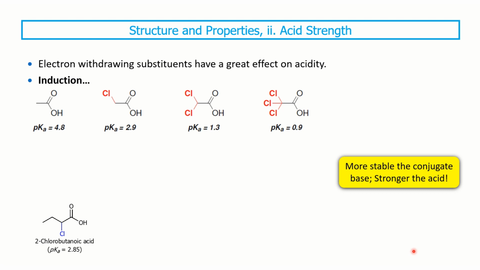Electron withdrawing substituents on the carboxylic acid will stabilize the conjugate base. And so, for example, if you look at this trichloroacetic acid, the pKa is quite low, so we have a very strong acid compared to, say, this standard acetic acid with a pKa of 4.8. This is due to the electron withdrawing effects of those chlorines on the alpha carbon.